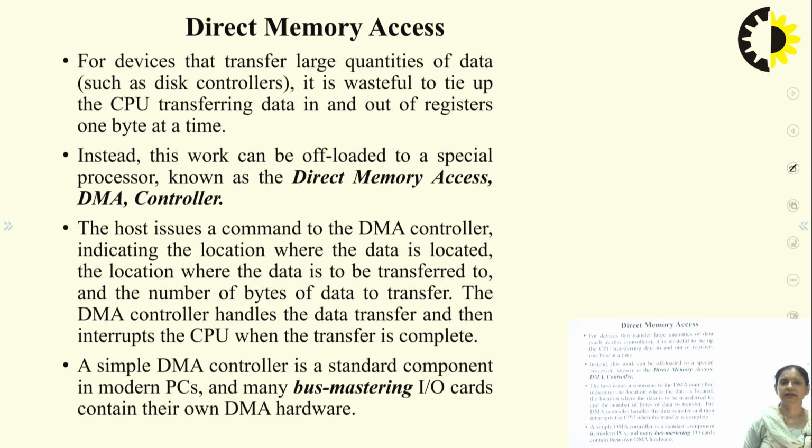Now the next topic is DMA, that is direct memory access. For devices which transfer a large quantity of data, it is wasteful to tie up the CPU transferring data in and out of the registers one byte at a time. So this work can be offloaded to a special processor known as the direct memory access or DMA controller, where the host issues a command to the DMA controller indicating the location where the data is located, the location where the data is to be transferred to, and the number of bytes of data to transfer. The DMA controller handles the data transfer and then interrupts the CPU when the transfer is complete.